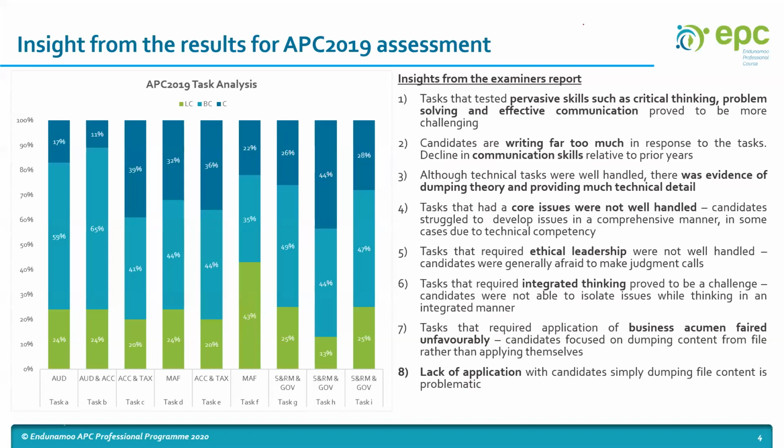Then the next thing is ethical leadership. So again, the comment from examiners was that in most instances, there was evidence that candidates were not able to identify the ethical dilemmas or the professional ethics issues in the specific tasks. Sometimes it's easy to deal with a task like task I, which was specifically an ethics issue. But in other cases, there were ethical concerns that you could have identified and be able to raise.